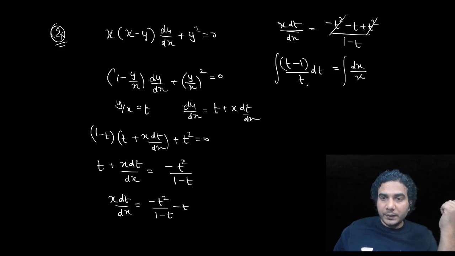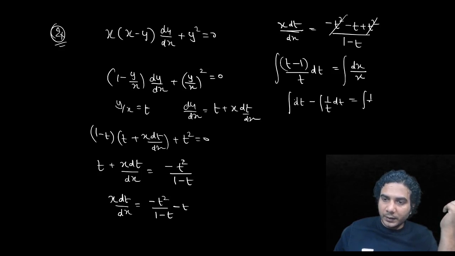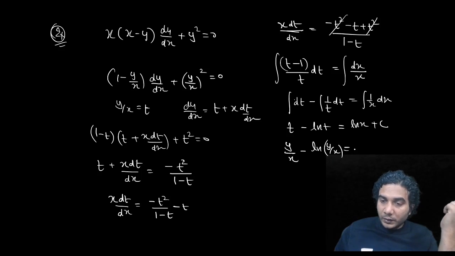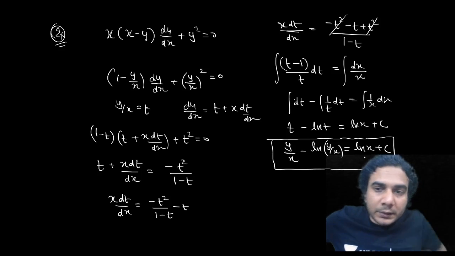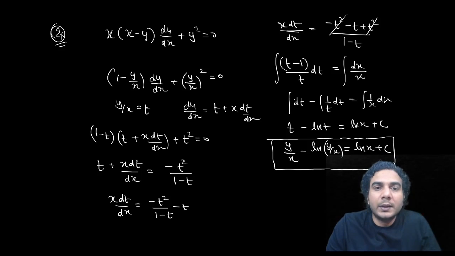Now you can do it easily. So this is 1 minus 1 upon t dt is equal to 1 upon x dx, integrated. So this is t minus ln t is equal to ln x plus c, and you can put the value of t as y upon x. So the final answer is y upon x minus ln of y upon x is equal to ln of x plus c. Alright, so this is the final solution. Alright, so these were the methods.